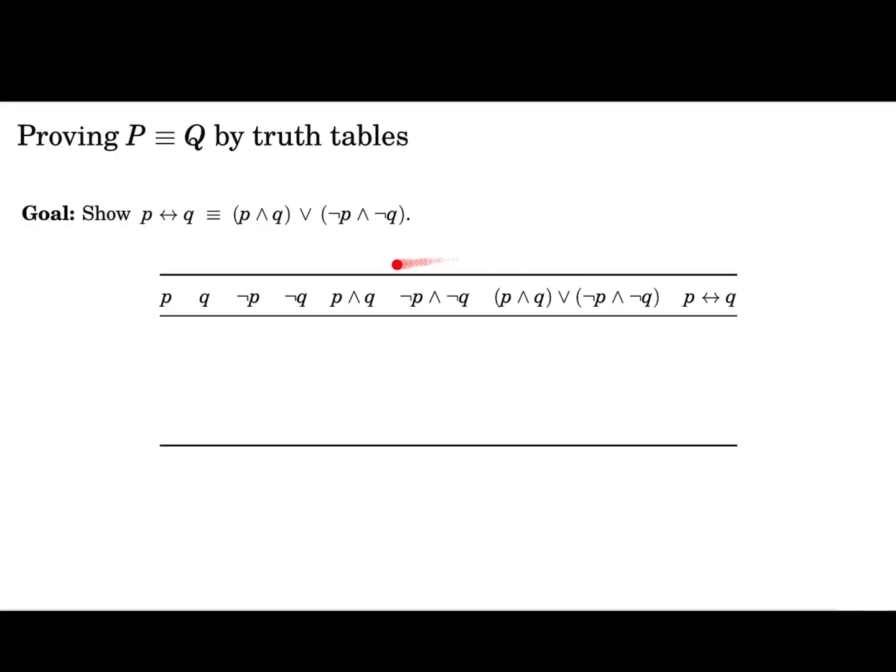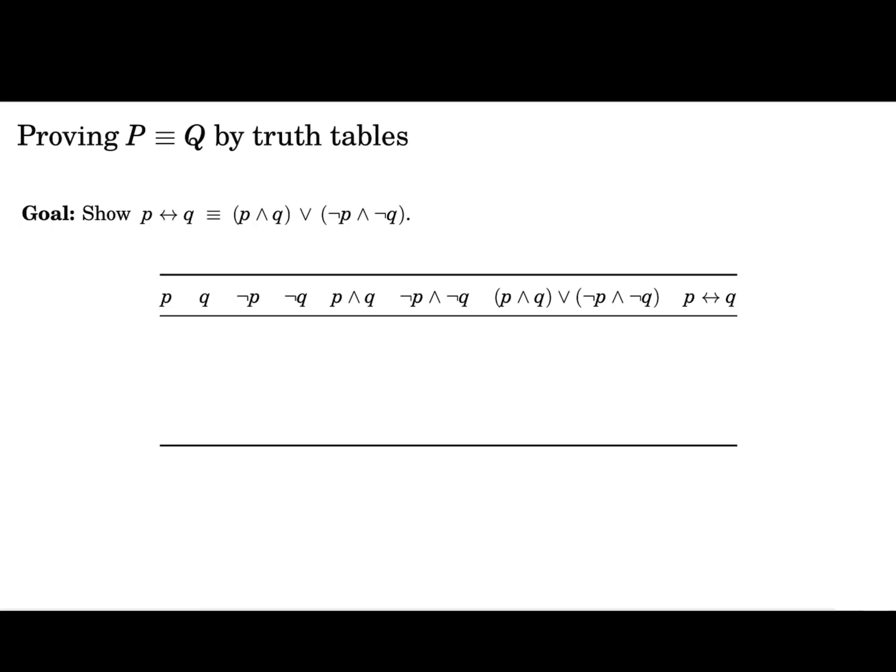We're going to write a truth table for everything. Essentially, the P if and only if Q appears in this column here, and the part on the right-hand side appears in this column. If we're able to show that these two columns are the same, that means this expression is true if and only if this one is true, and this will be false if and only if this is false.